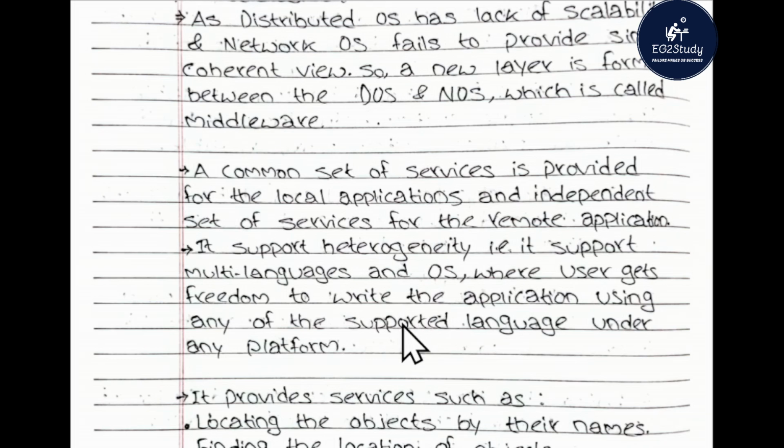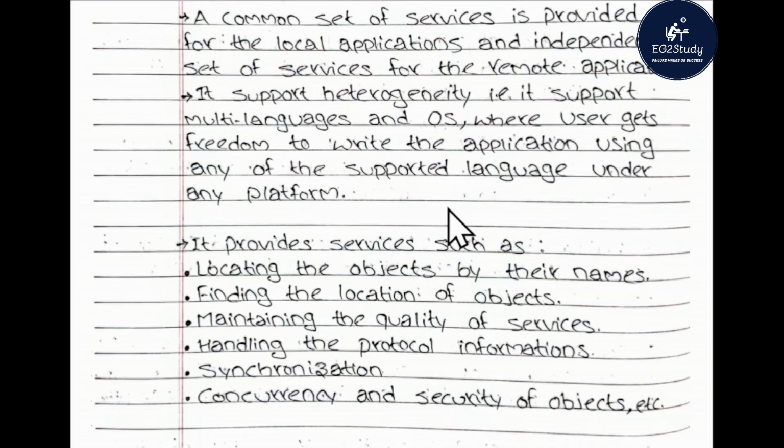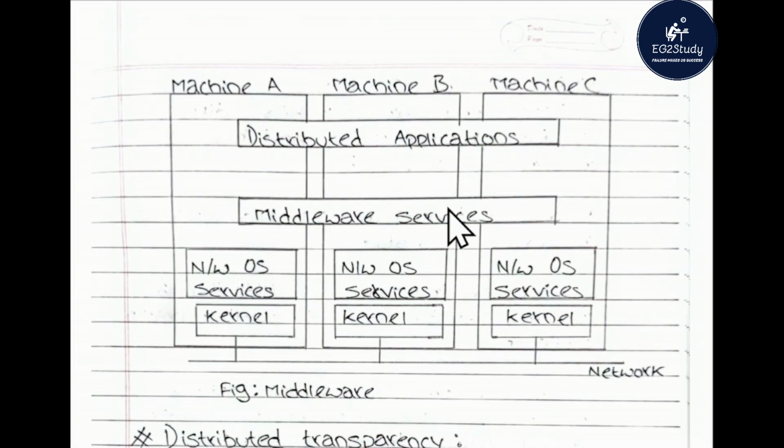Middleware provides the following services: locating objects by their names, finding the location of the objects, maintaining the quality of services, handling the protocol information, synchronization between the systems, concurrency, and security of the objects. And this is the diagram.